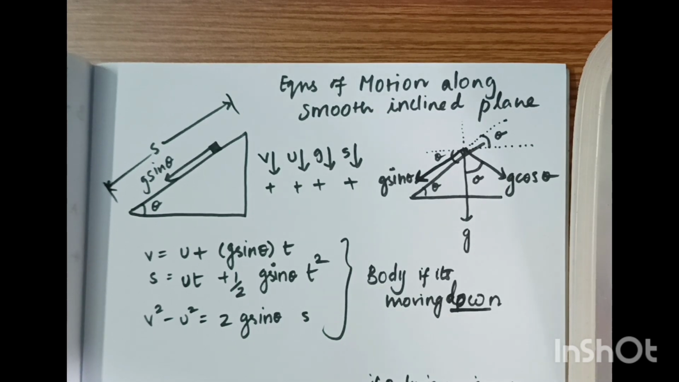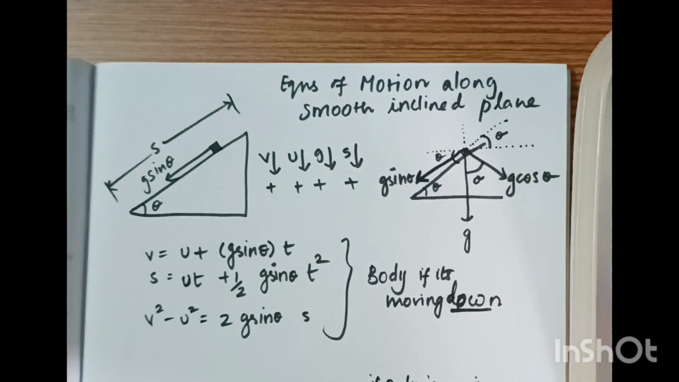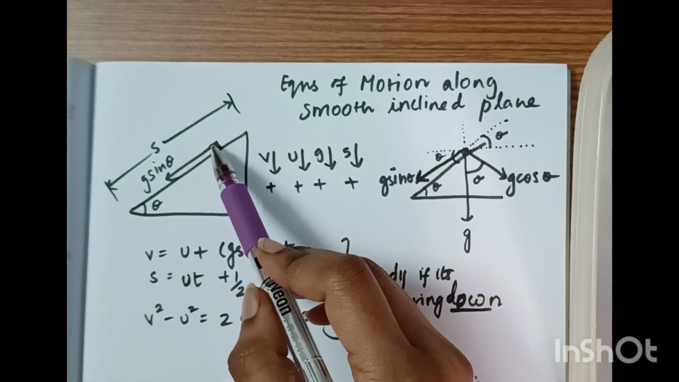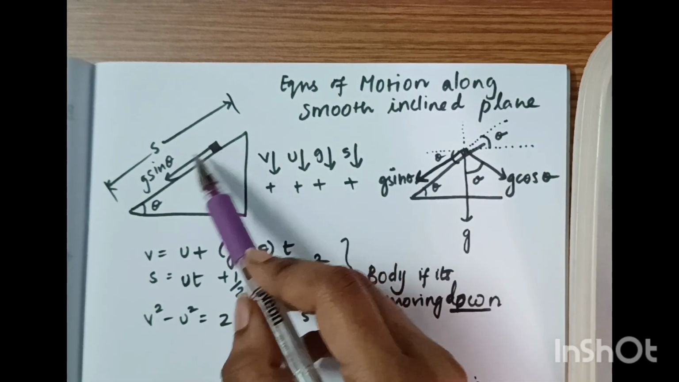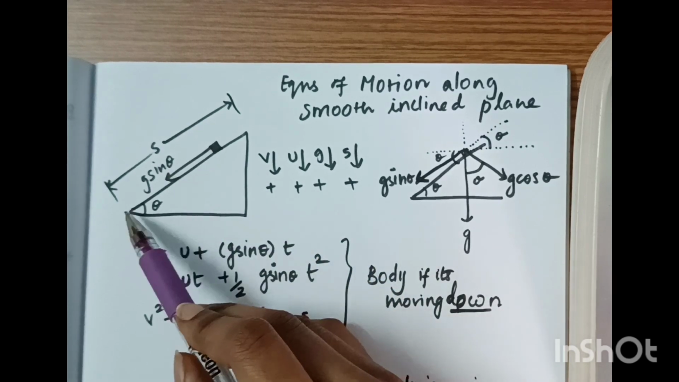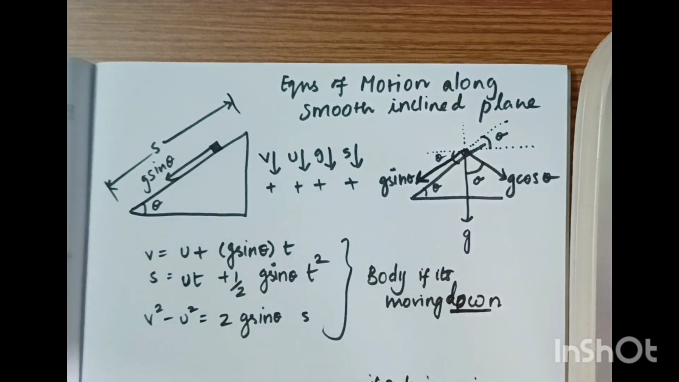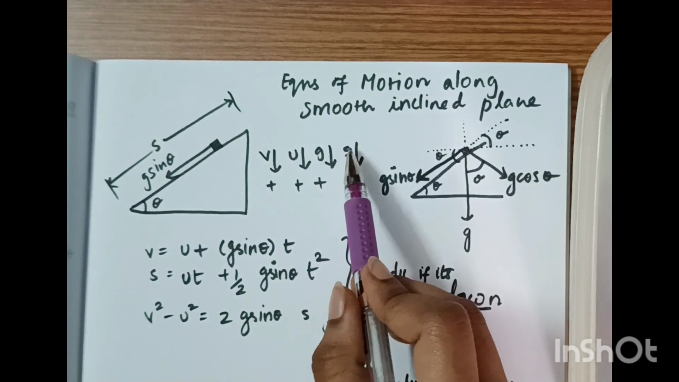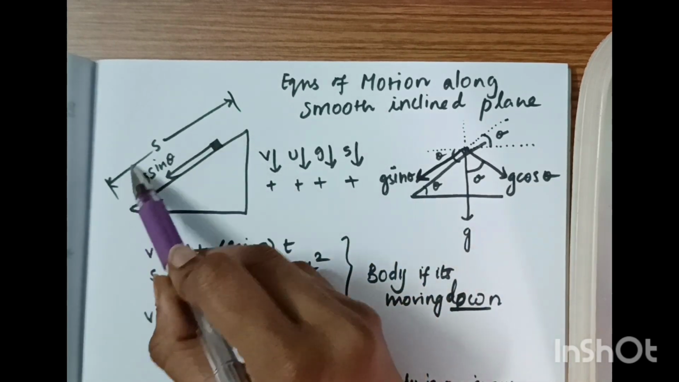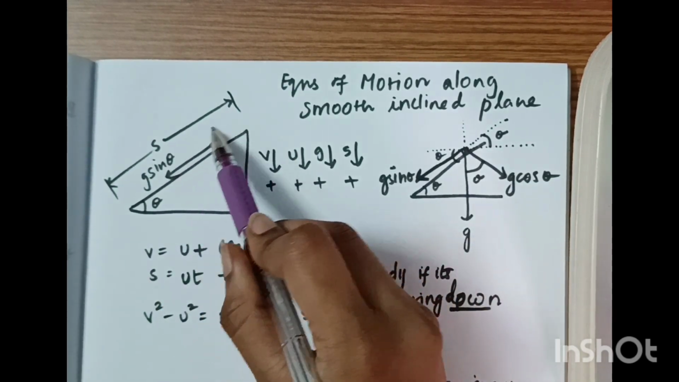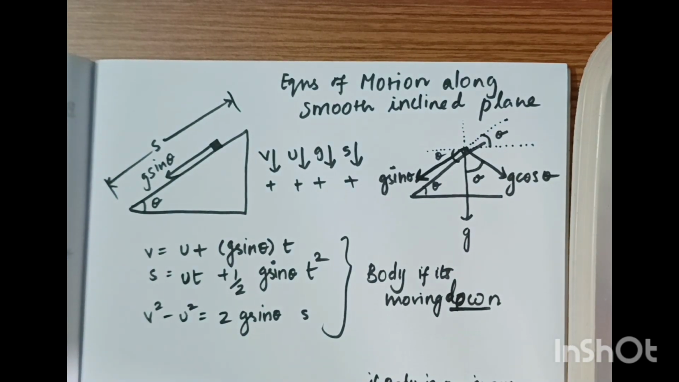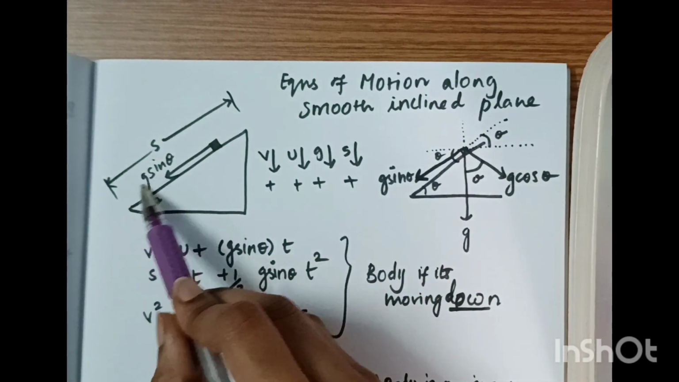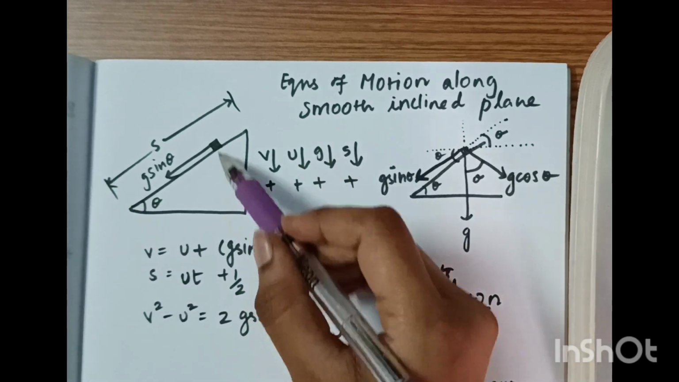Now let us consider the equations of motion along a smooth inclined plane. Let us consider an object sliding downwards, and this length is s. Here v, u, g, s are all directed downwards. So s is like this, u is like this, we are projecting it like that. v is coming like this, so v is also directed like this. g is directed like this.